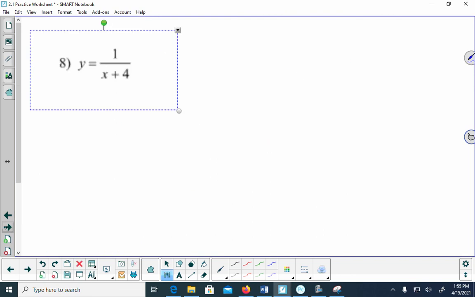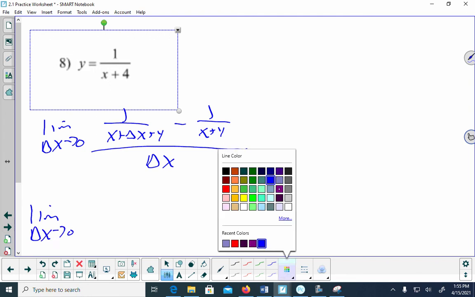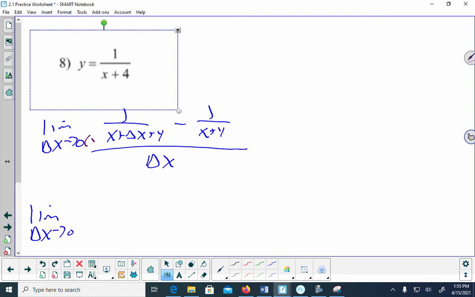So same again, I'm taking the limit as delta x approaches 0 of 1 over x plus delta x plus 4 minus 1 over x plus 4. This whole thing is over delta x. In order to do this, I need to have a common denominator, so I'm going to multiply this one by x plus 4. And I'm going to multiply this by x plus delta x plus 4.